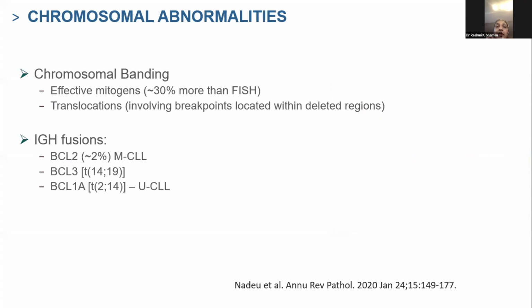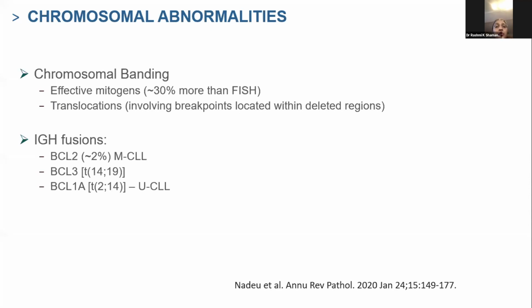Unlike FISH, the conventional karyotype was traditionally not that helpful because we didn't have effective mitogens to stimulate proliferation. But now we are able to grow the karyotype very successfully, and karyotype is able to pick up 30% more abnormalities than FISH. In addition, most of these additional abnormalities are translocations, and the breakpoints involve the same deleted regions of the four regions that I mentioned that we evaluate by FISH.